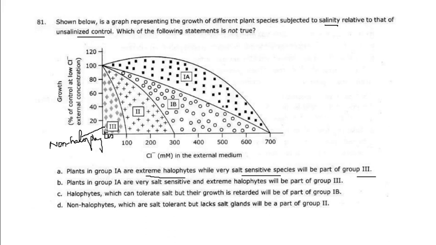So one A is saying that they are extreme halophytes, that they can tolerate a high amount of salt concentration. So option A is perfectly correct. Plants in group 1A are very salt sensitive. No, if option A is correct, then this is wrong.